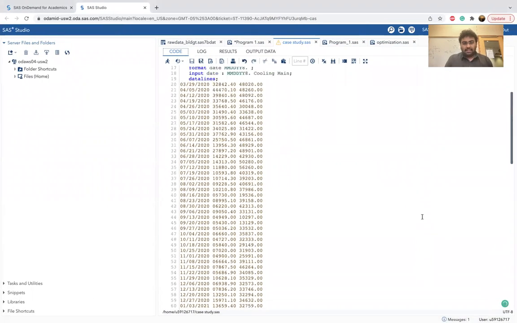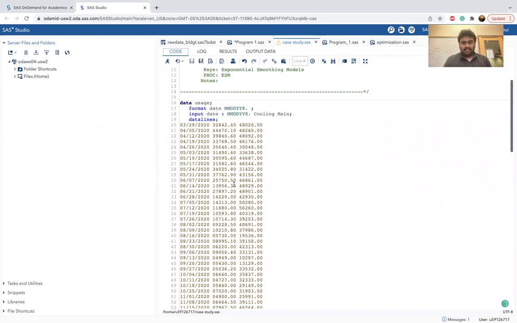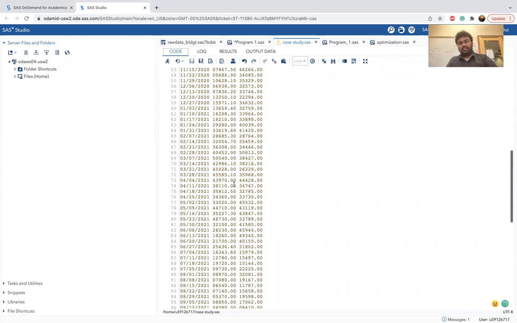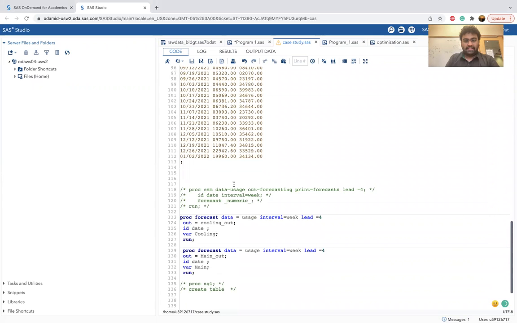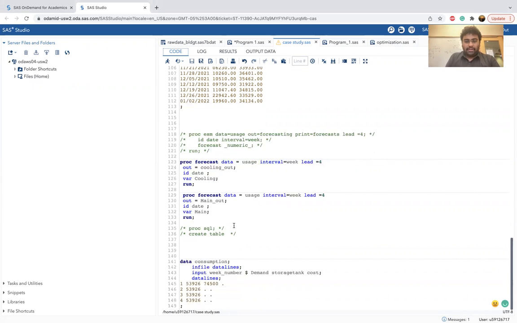The data that you can see on the screen is the brief data that we received from the company, and we performed our analysis as follows. We charted down the data on the coding screen to make our process easier and faster. The code here shows the proc module that has been used to calculate the forecast for the water necessities. We did it separately for the cooling and for the main, and we used the sum of them for our further analysis for the optimization.